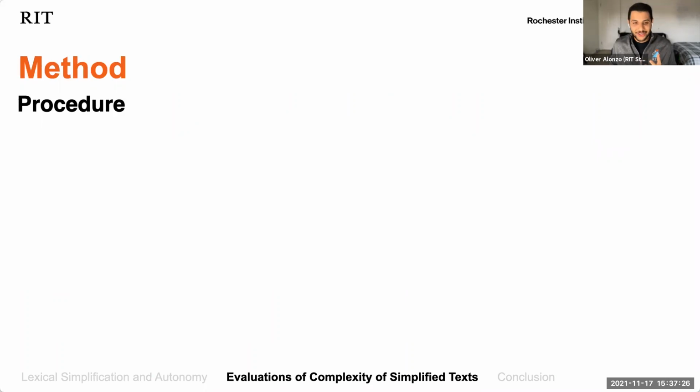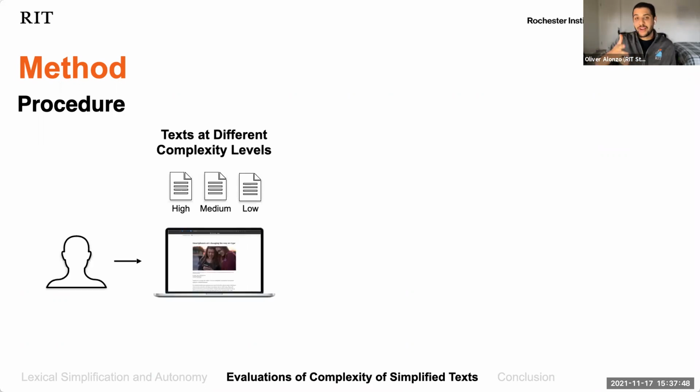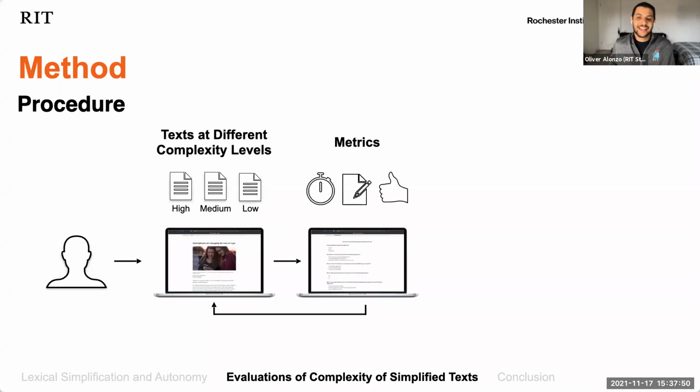And so how did our study work? As I mentioned, the main thing was that we had texts that we knew to be at different complexity levels. And these were selected from Newsela, a website that professionally produces texts at different complexity levels. And we also had them evaluated by a deaf literacy expert to provide more evidence that these texts were indeed at different complexity levels. And so participants read through each of the texts and then responded to the metrics that I outlined in the previous slide.